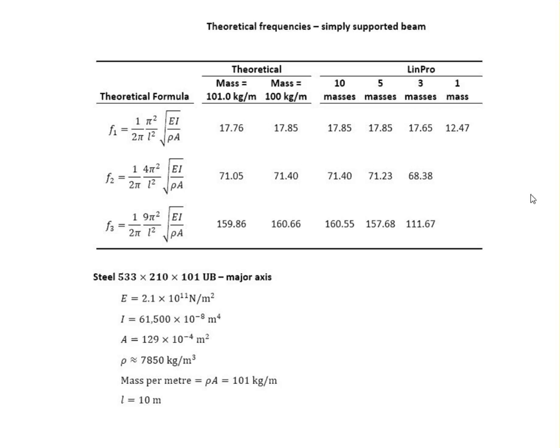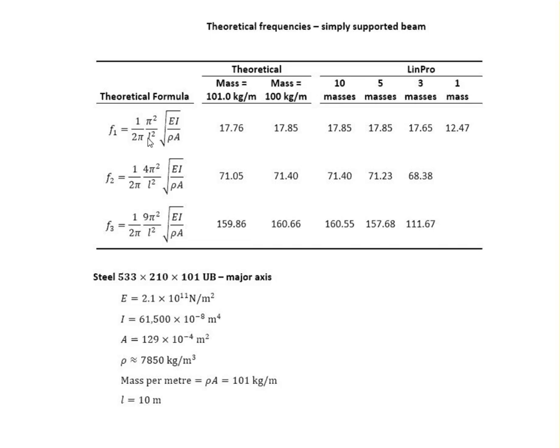Now these are the results of the various LinPro analyses that I did, compared with some theoretical formulae from some standard texts on dynamic analysis of structures. For a simply supported beam, if we look at this formula, the first natural frequency is 1 over 2 pi by pi squared over L squared by the square root of EI over rho times A. Now, in this brackets, this is effectively the square root of K over M. EI is the bending stiffness, rho times A is the mass.